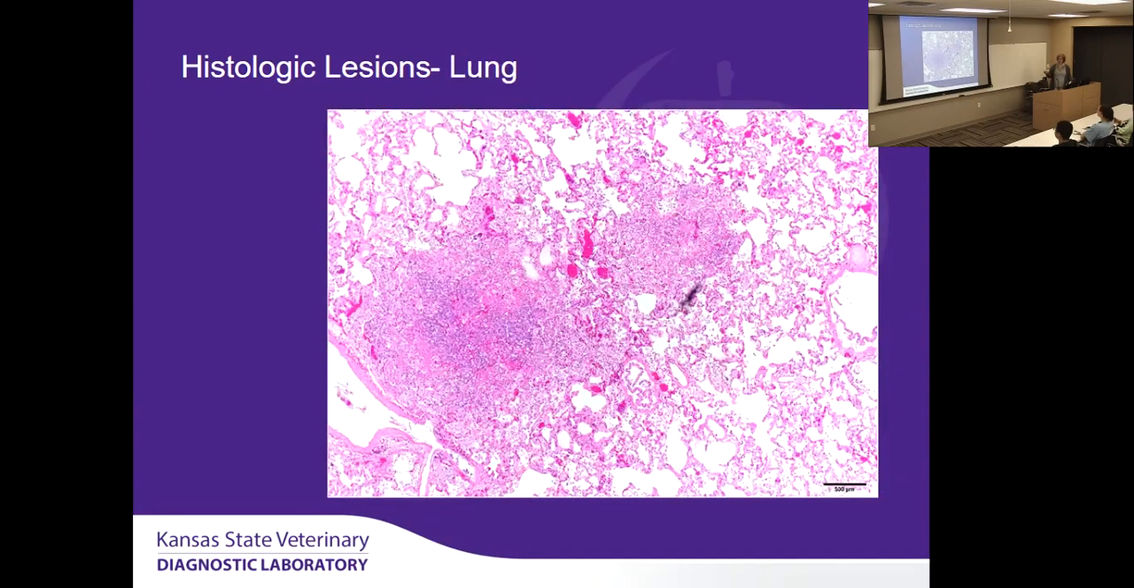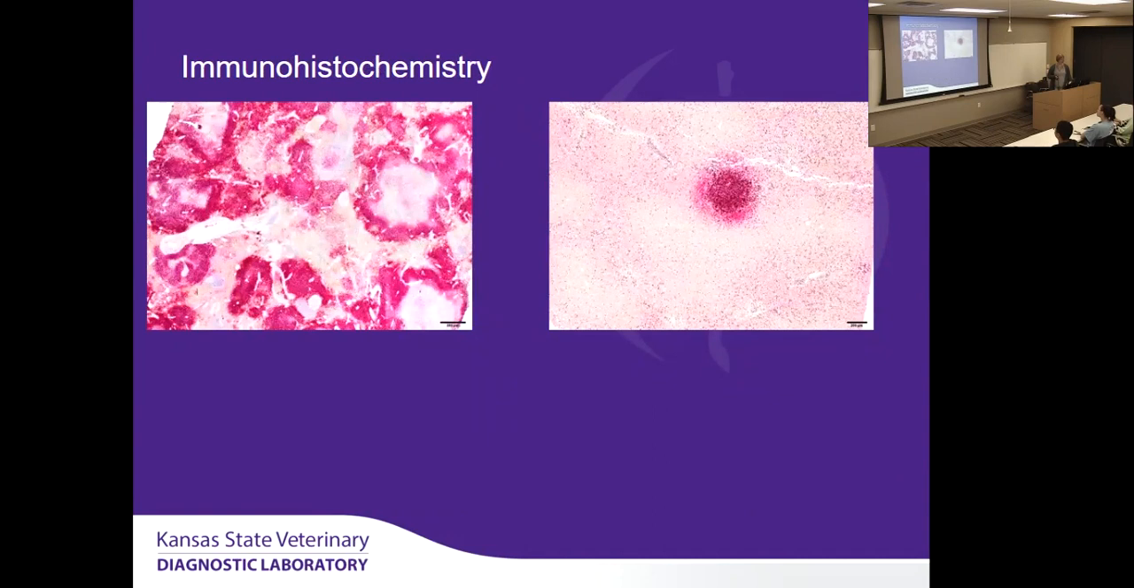Lung, same thing. So there's our little white spots that we could see. Normal lung down here, and then areas of necrosis and white cell infiltrate right there due to infection.